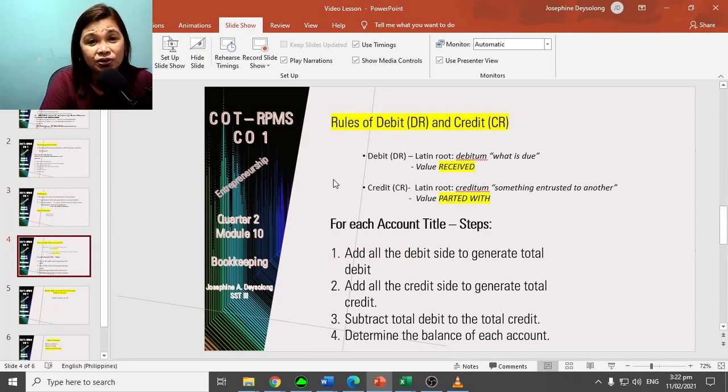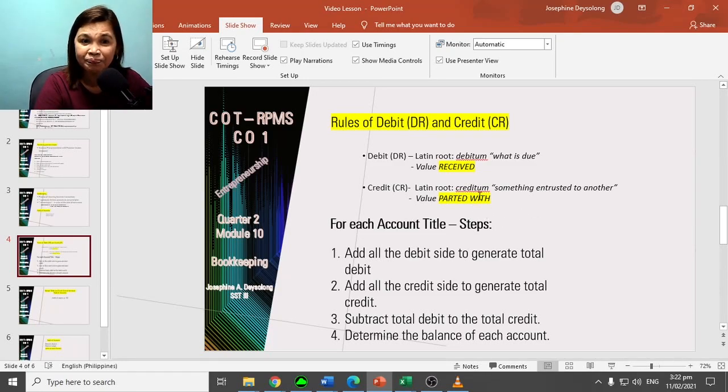Now, what are the rules of debit and credit? Debit here has the abbreviation DR. This is from the Latin root debitum, what is due, or we call it value received. Credit here has the abbreviation CR. It's not a comfort room, but it comes from the Latin root creditum, something entrusted to another, or the value parted with.